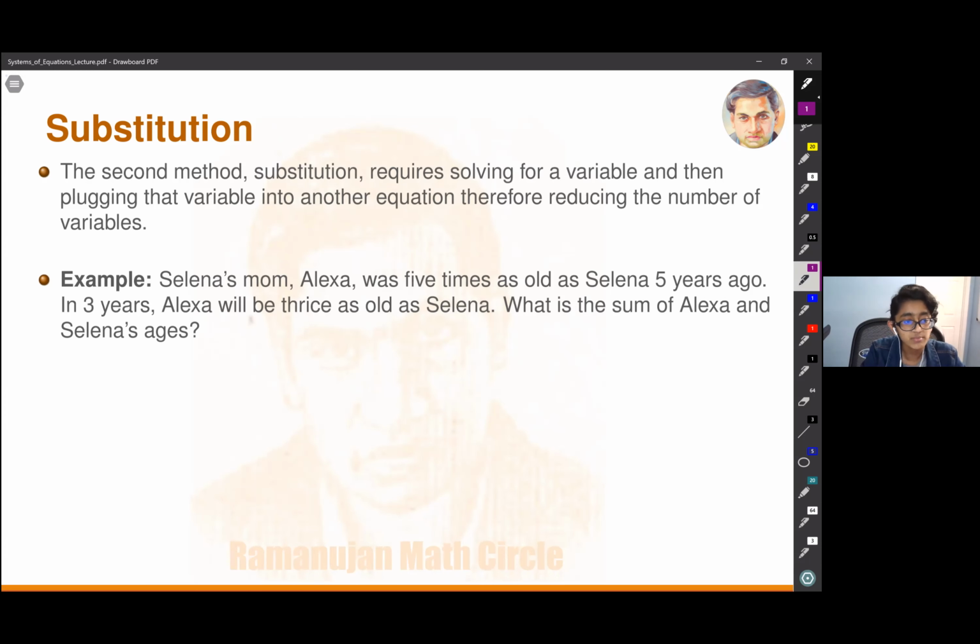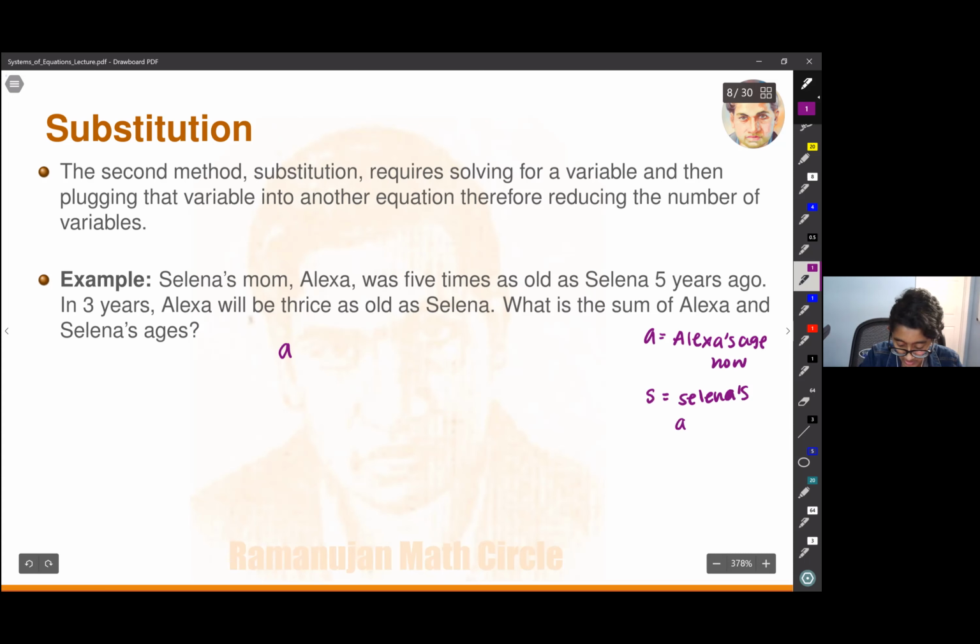So in essence, we're going to read the problem first and write equations for it. Selena's mom, Alexa, was 5 times as old as Selena 5 years ago. So I'm going to read this first sentence and convert it into an equation. Alexa, I'm going to call A, and she was 5 times as old as Selena 5 years ago. Realize what this means is that we're not talking about right now, but we're going back in time 5 years. I'm going to let A equal Alexa's age now, and S equal Selena's age now.